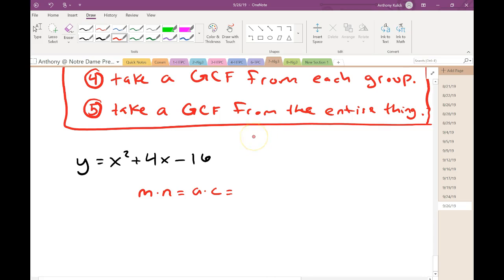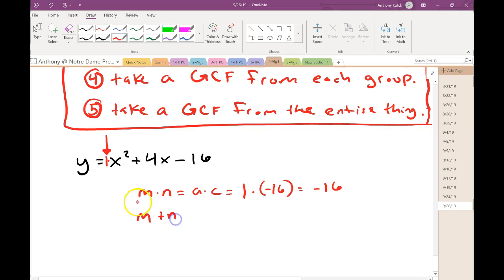So x squared isn't a coefficient, that's a variable. But what number is in front of the x squared? 1. Everybody okay there? And what is our value for c? Negative 16.